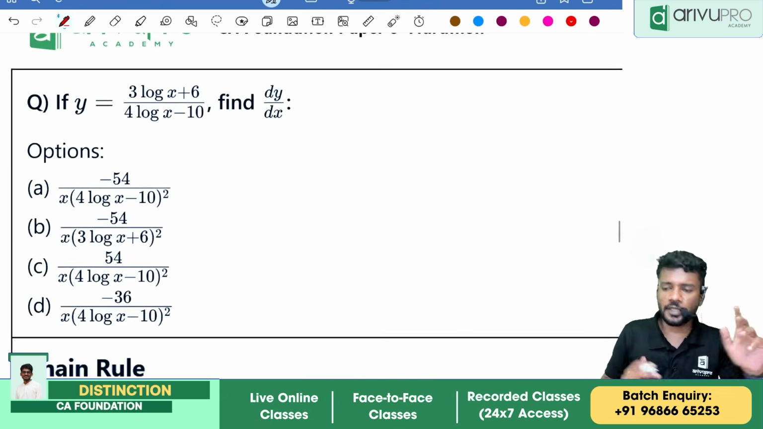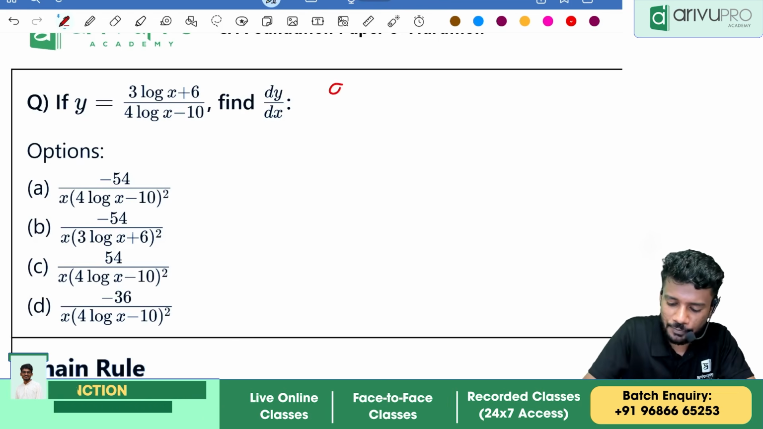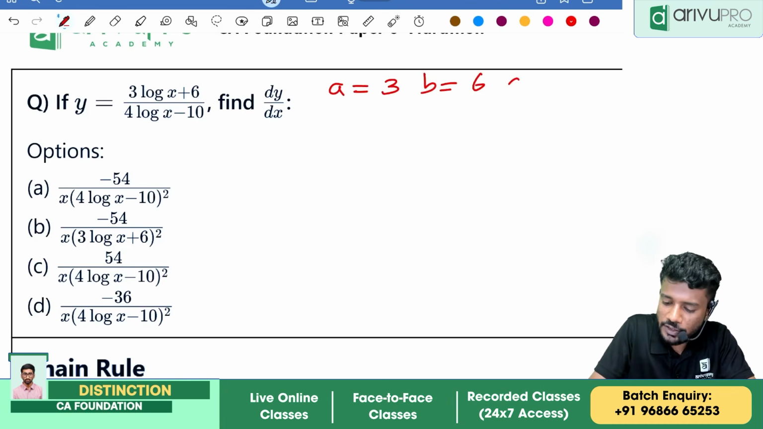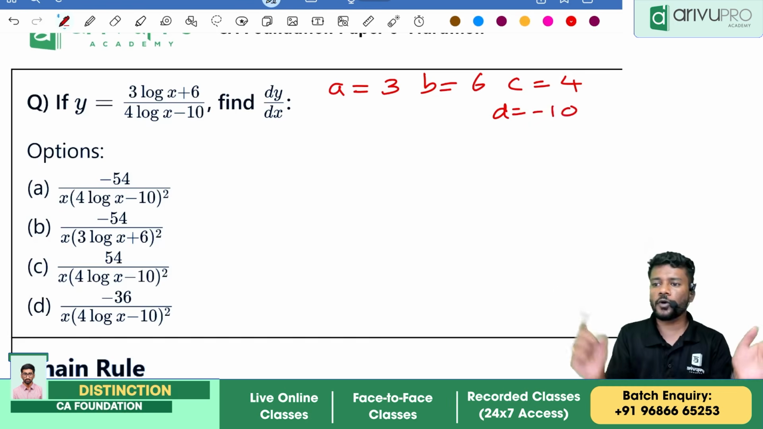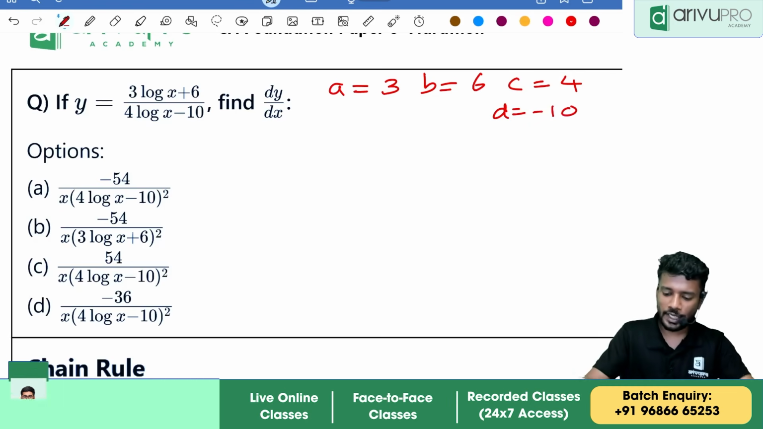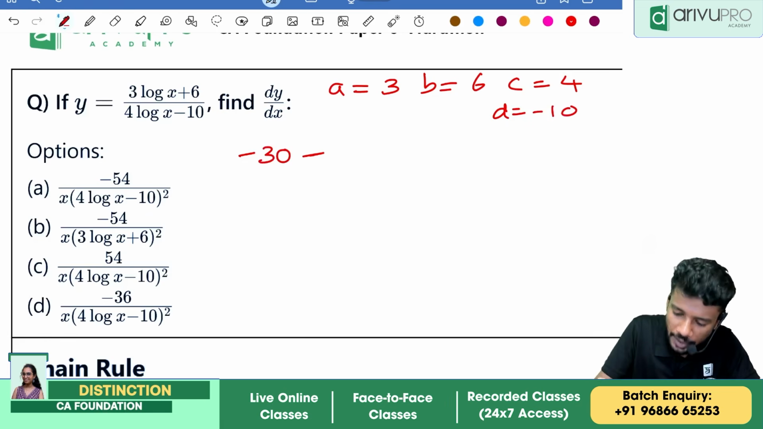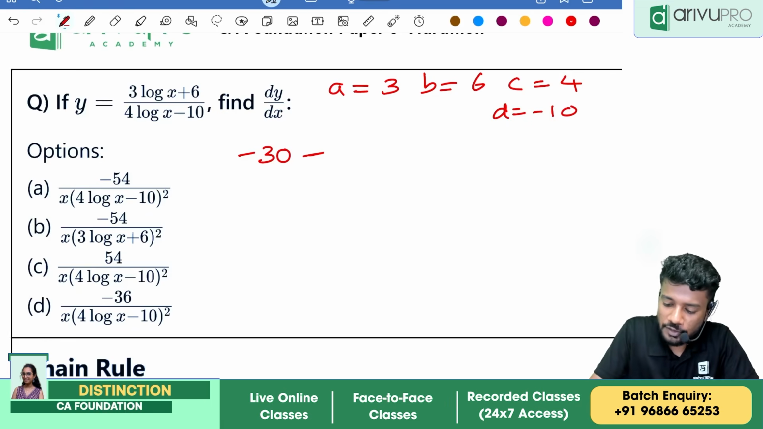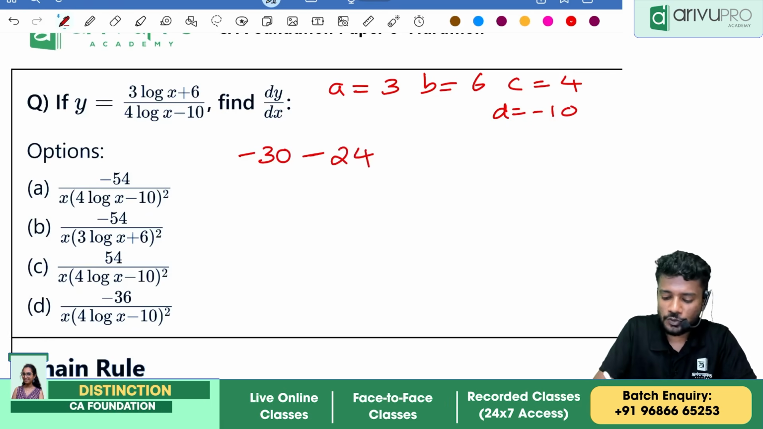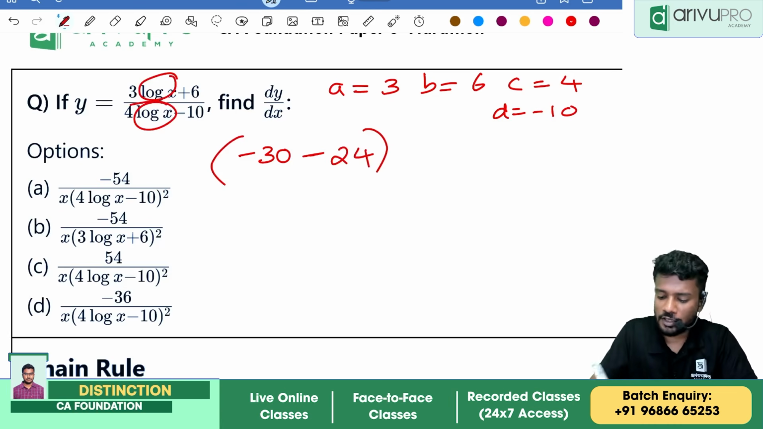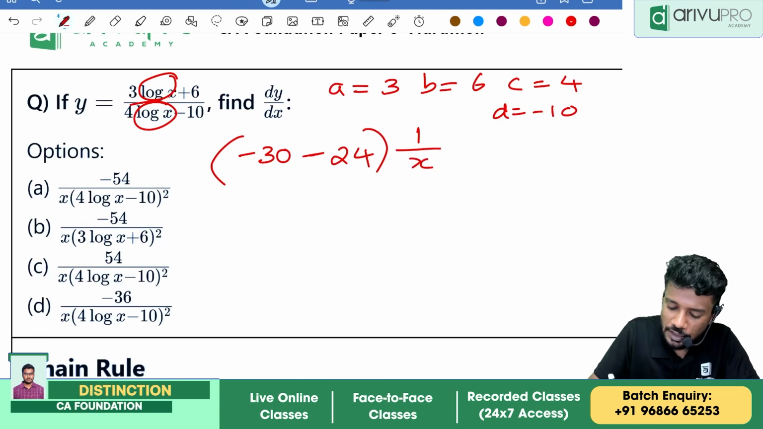Now solve this for me. What is the a value here? 3. What is the b value here? 6. What is the c value here? 4. What is the d value here? Minus 10. Product of the extremes, that is a into d, how much now? Minus 30. Minus of the product of the means, that is 6 into 4, that is 24. The entire thing into the derivative of f of x, how much here? 1 by x.